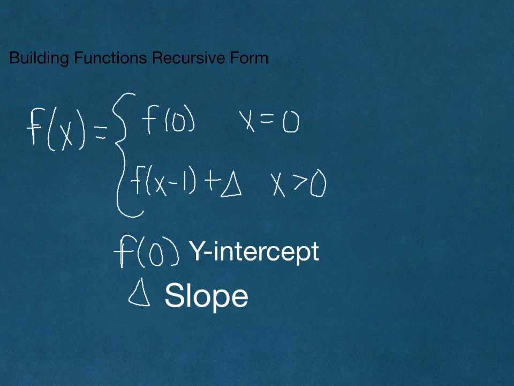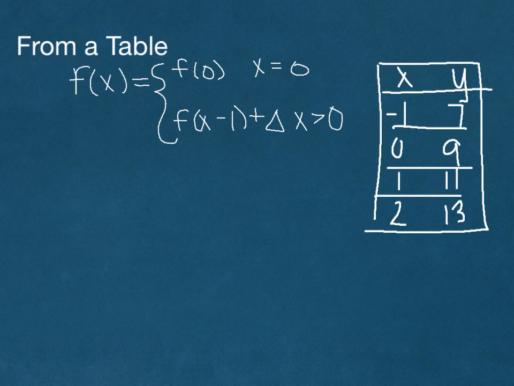Now we're going to do building functions, recursive form. So the formula for recursive form is f(x) = f(0) when x = 0, and f(x − 1) + delta when x is greater than 0. Remember that your f(0) is called your y-intercept and your delta is called your slope. Let's try and figure it out from a table.